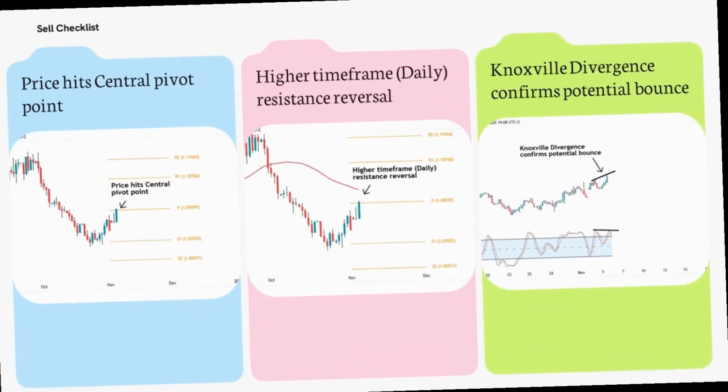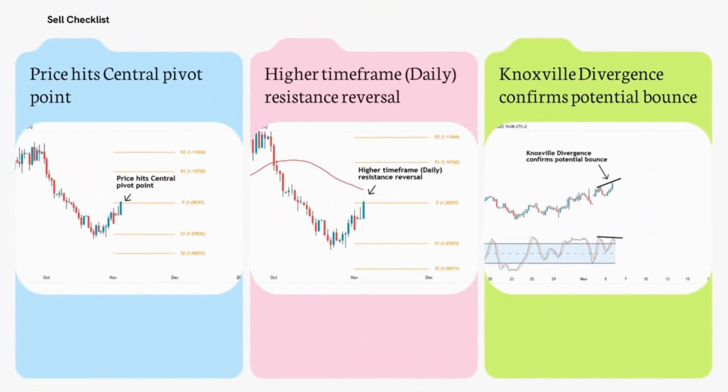A sell example using this system, which also includes many other factors, but here are 3 for simplicity. 1. Price hits the central pivot point. 2. The higher time frame daily supports a reversal with price below the 50 SMA. And 3. Knoxville divergence confirms a potential drop on the H4 or daily chart.